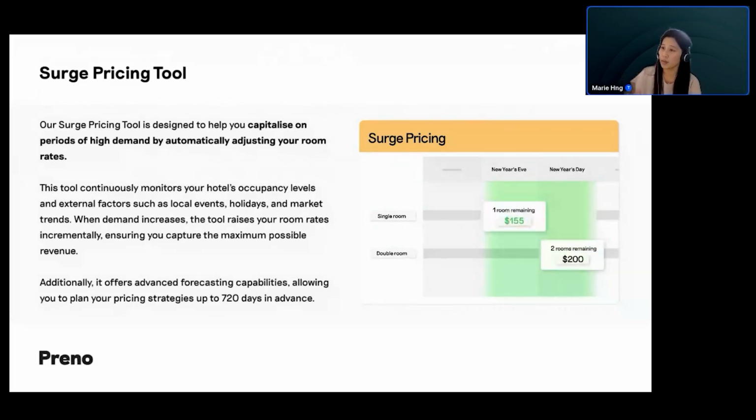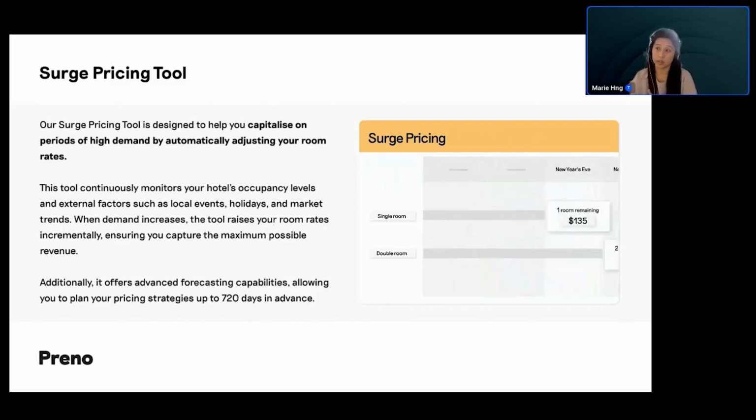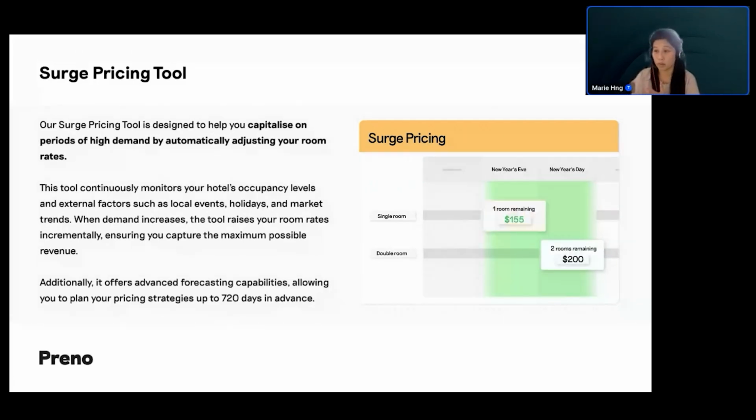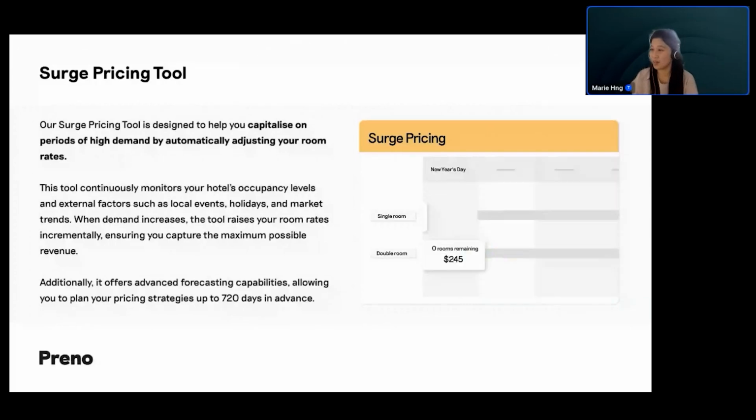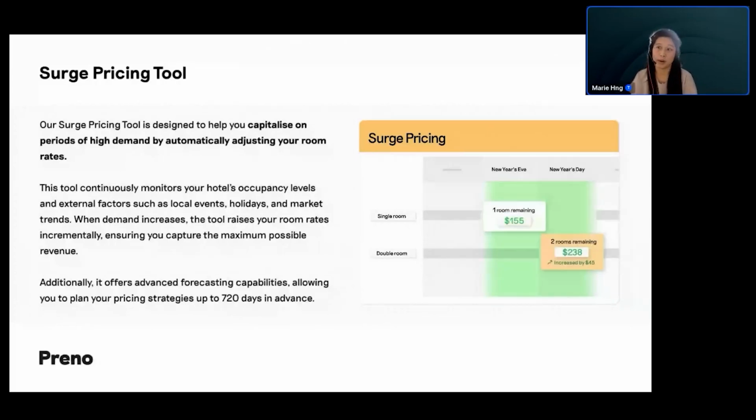The good thing about this is it will just run continuously for up to 720 days in advance. So you're not having to worry about if an event is suddenly announced in 3 months' time or even 6 months' time, having to jump in quickly to adjust your rates. If Preno notices that your inventory is starting to decrease, it will automatically push your price up, in that way improving and increasing your revenue over those dates where there is a high demand.